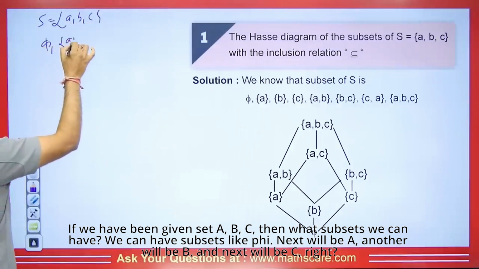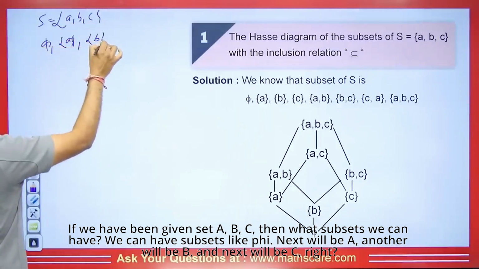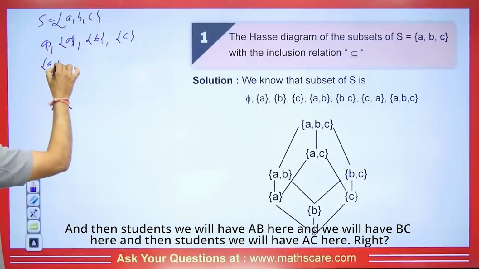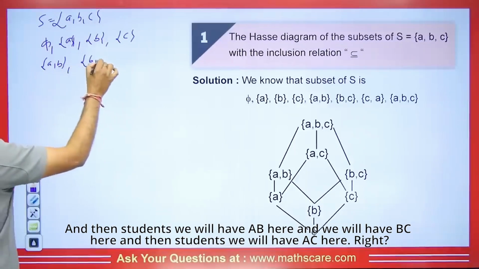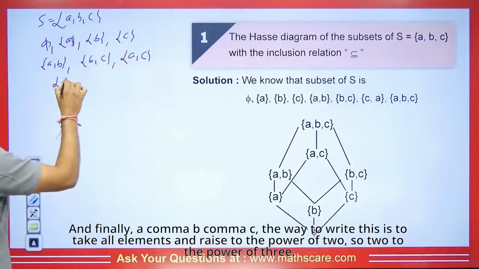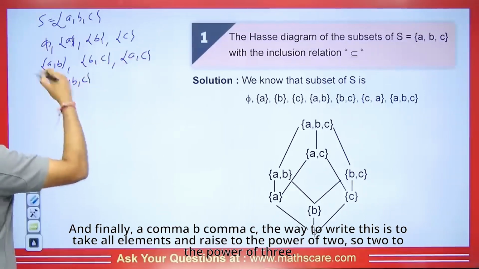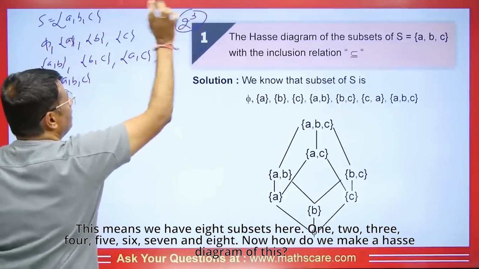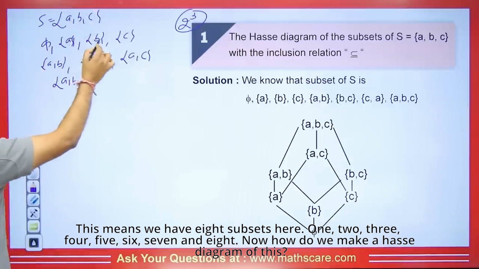We can have subsets like phi. Next will be {A}, another will be {B}, and next will be {C}, right? And then, students, we will have {A, B} here and we will have {B, C} here, and then we will have {A, C} here, right? And finally {A, B, C}. The way to count this is to take the number of elements as the power of 2. So 2 to the power of 3. This means we have 8 subsets here: 1, 2, 3, 4, 5, 6, 7 and 8.